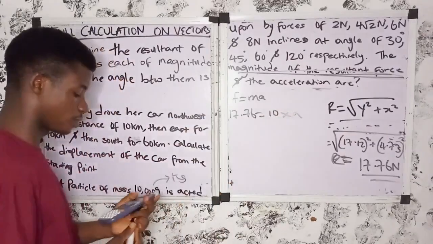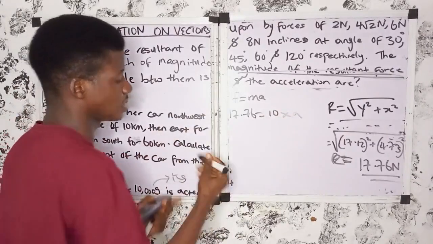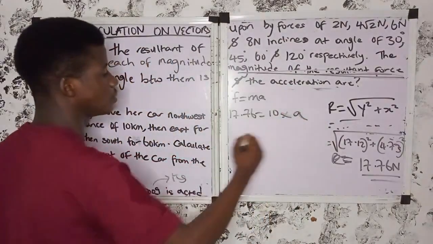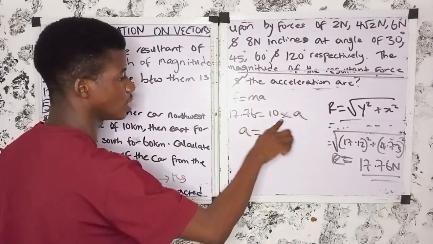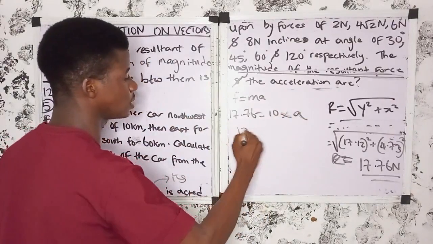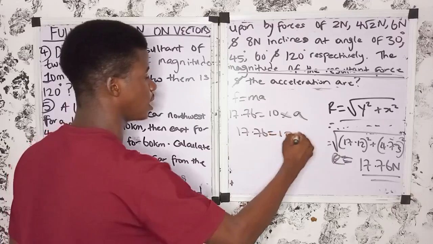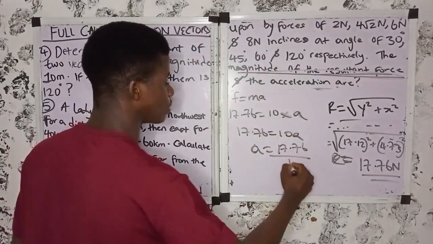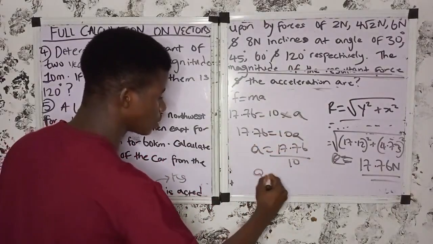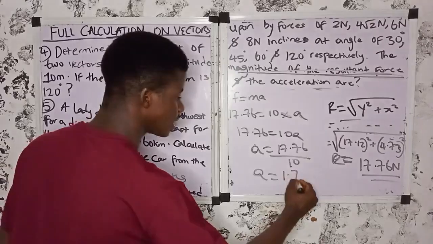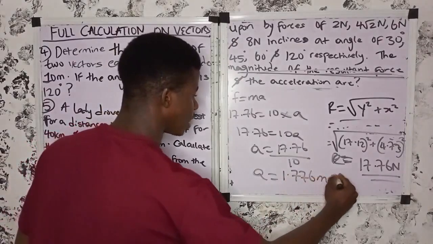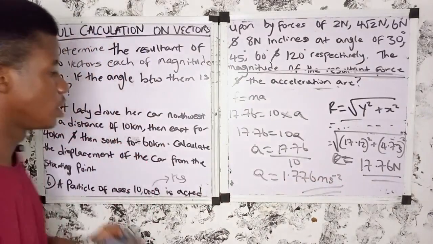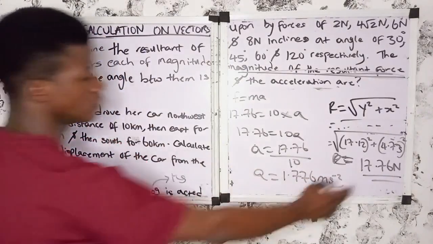So the mass is 10, then the acceleration. So 10 times acceleration. If we do everything, 17.76 is equal to 10A, right? If you make A stand alone, it will be 17.76 divided by 10. If you do everything, A will be 1.776 meter per second squared. So this is the acceleration, and this is the force.